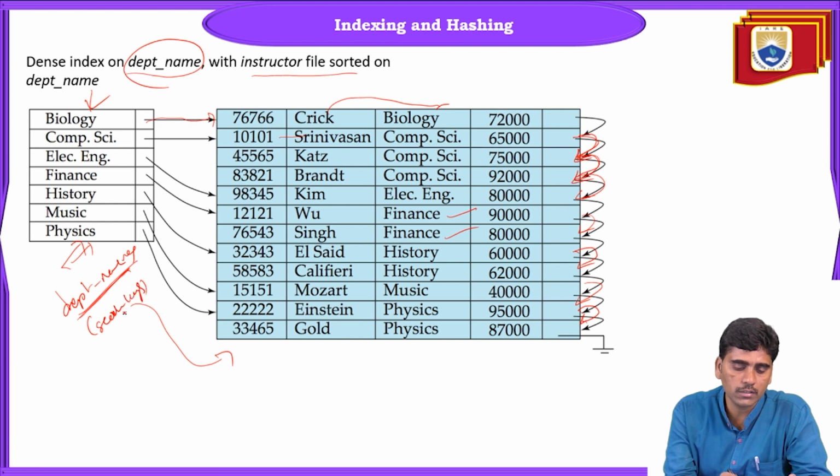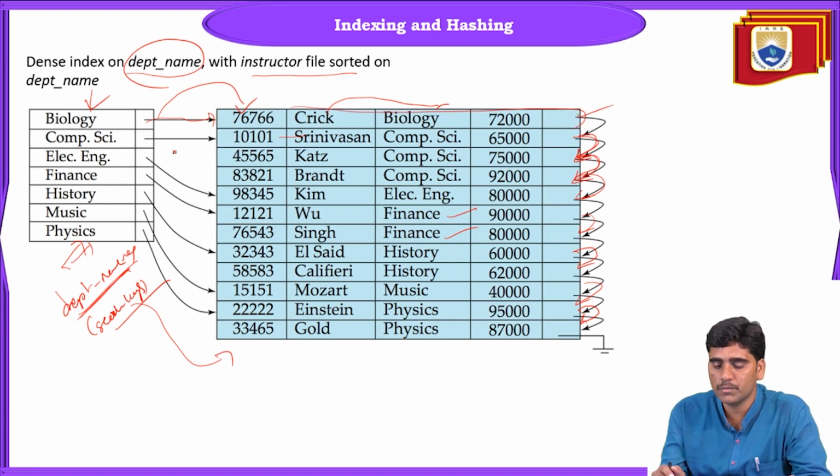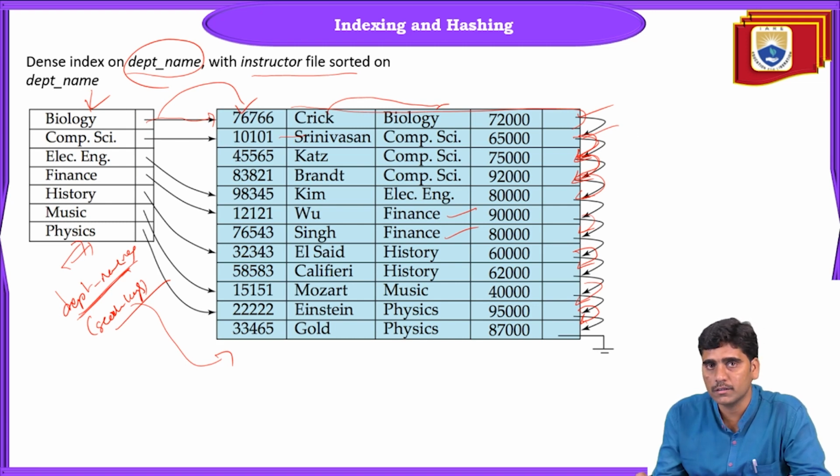So based on these search keys, we are finding the instructor information. Who teaches biology, the information will be displayed. Who teaches computer science, the information will be displayed. Who teaches electrical engineering, the information will be displayed. Like that, all these primary index information will be displayed.